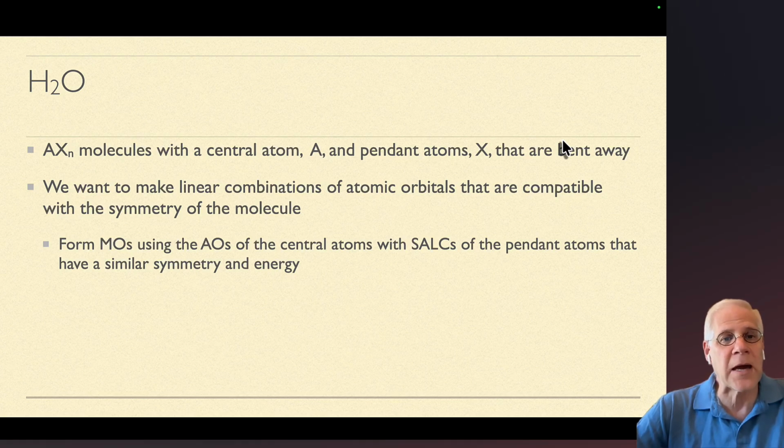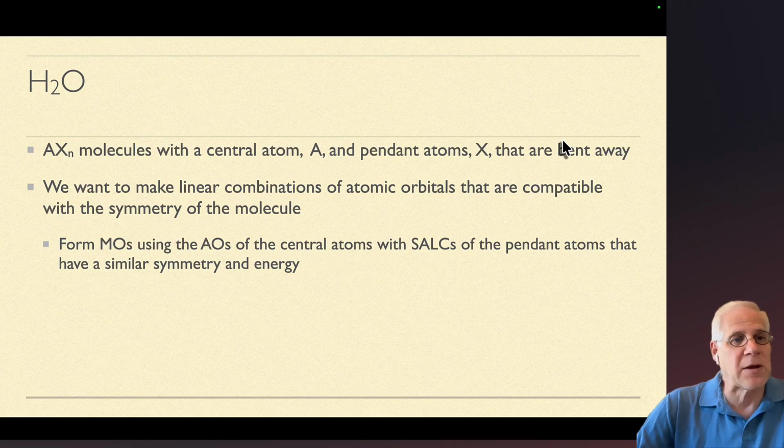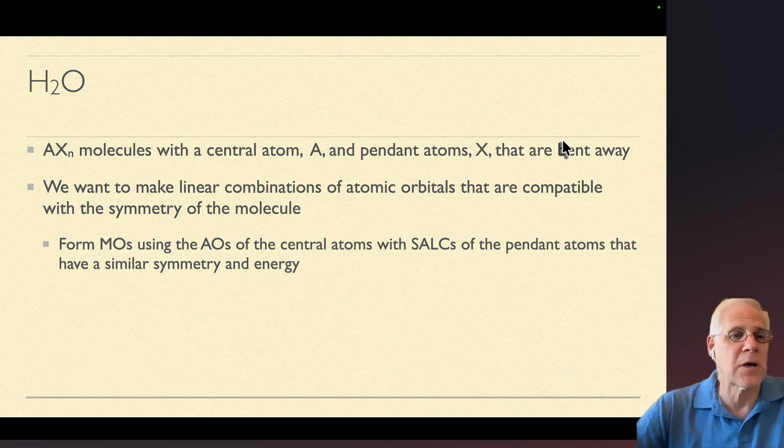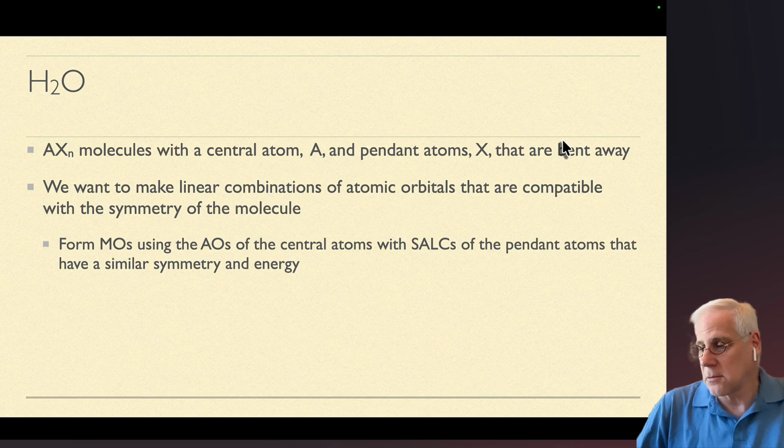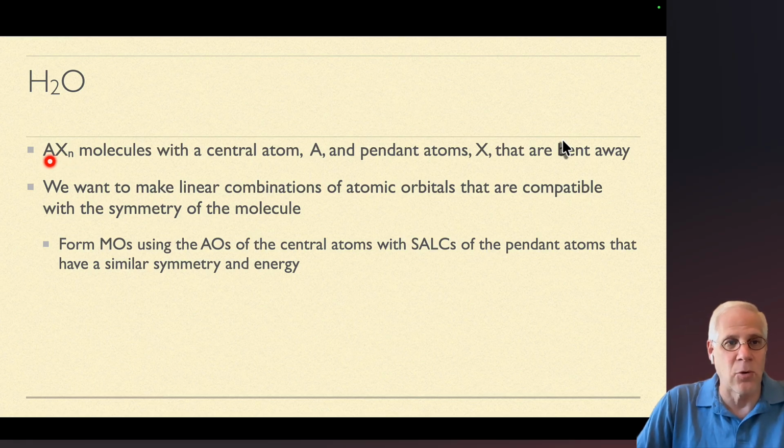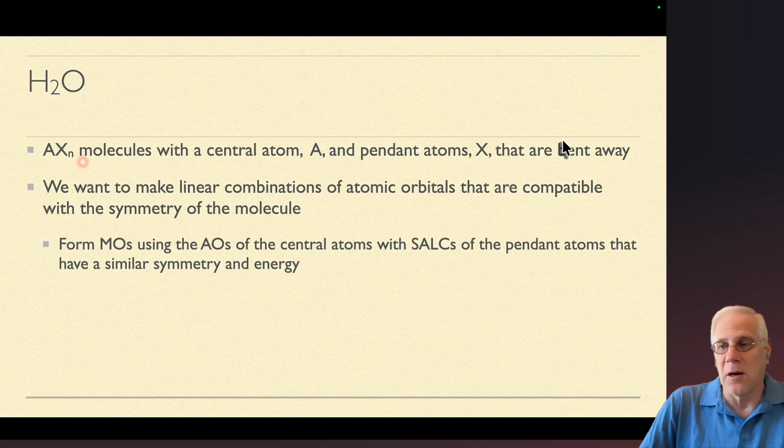It only has 3 atoms, 2 hydrogens, and we just have to deal with the s and the p orbitals on the oxygen. So we refer to molecules like water as just AXn, or for water it would just be AX2. So it would be like OH2, where A is our central atom, so that would be the oxygen in this case. And then we have the atoms that are attached to it. One term for those is pendant atoms. And for water, these are bent away.